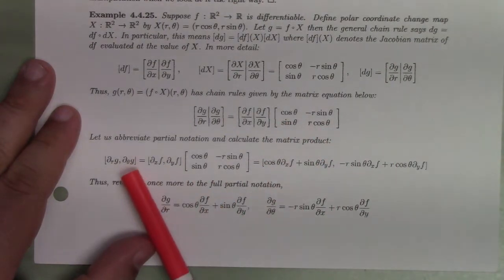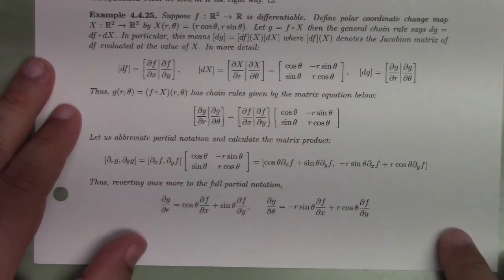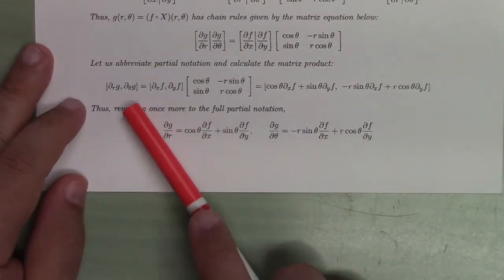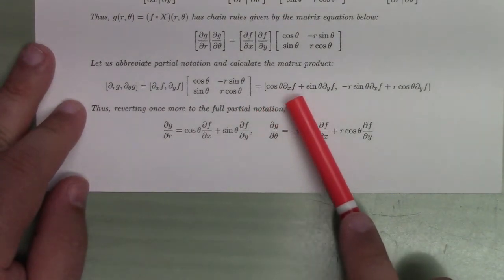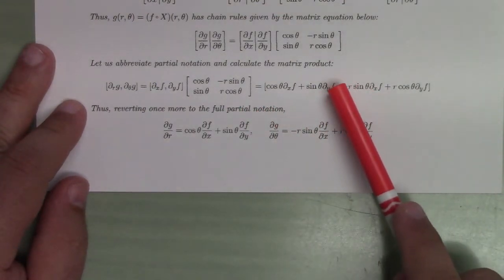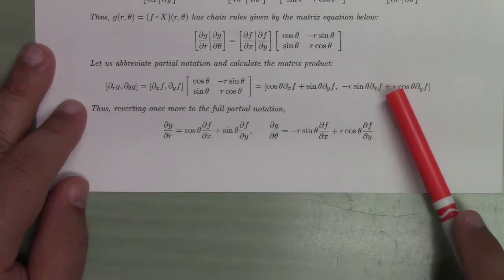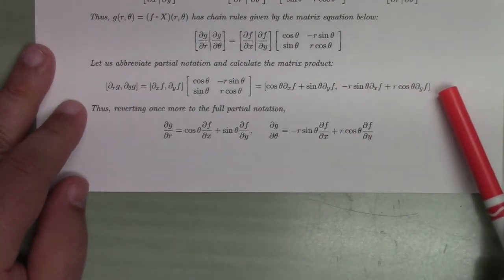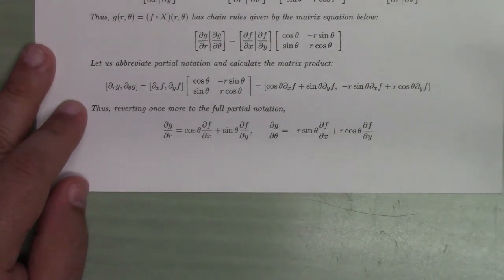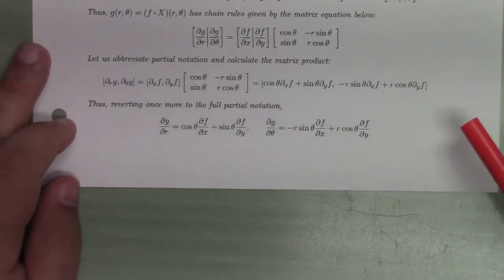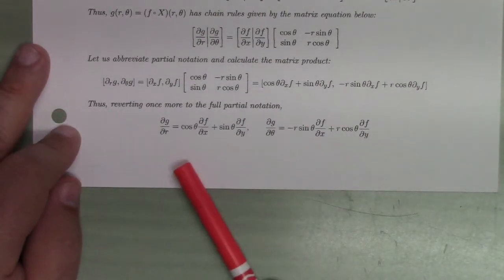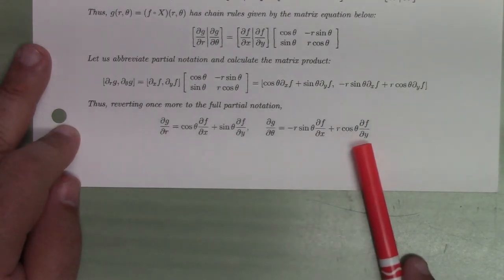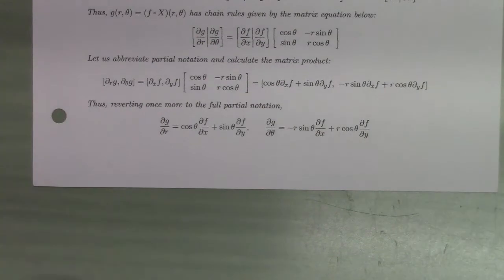And so when you actually multiply that out, you get cosine theta partial f partial x plus sine theta partial f partial y, and minus r sine theta partial f partial x plus r cosine theta partial f partial y. And so, going back to partial derivative notation, this is the chain rule in this case.